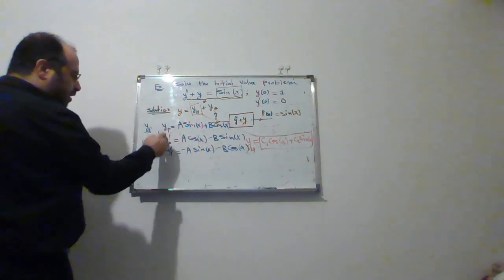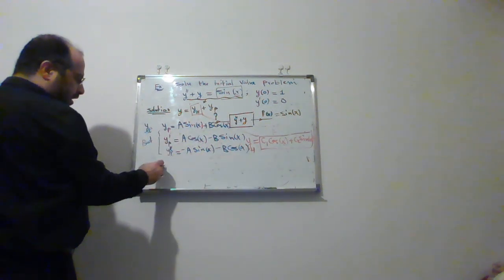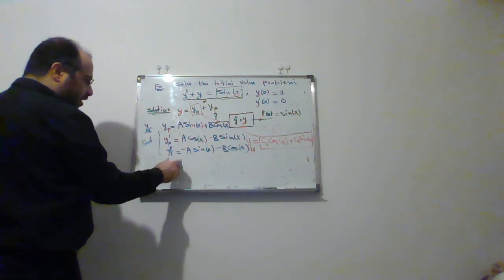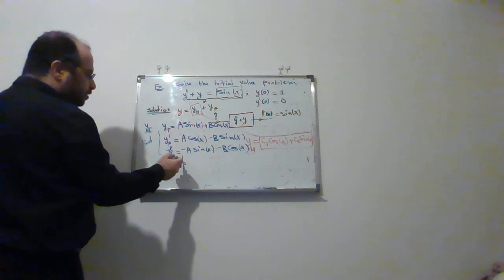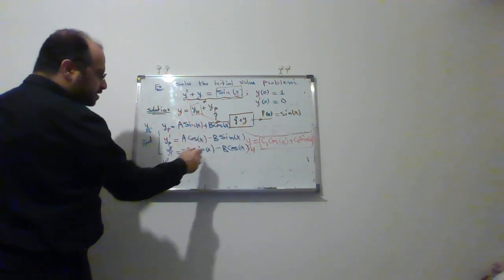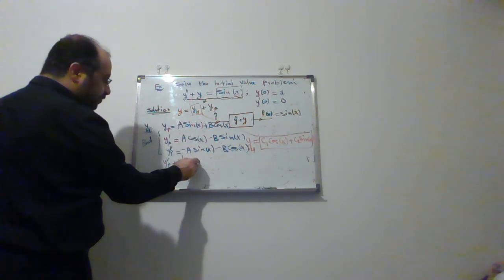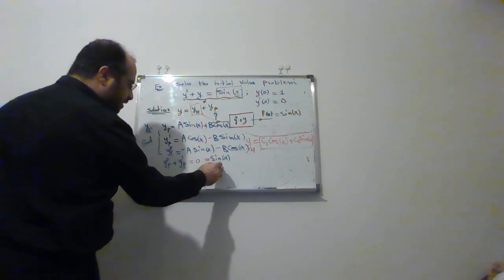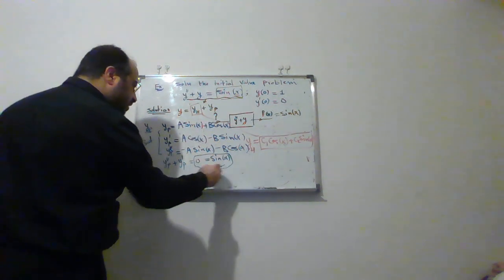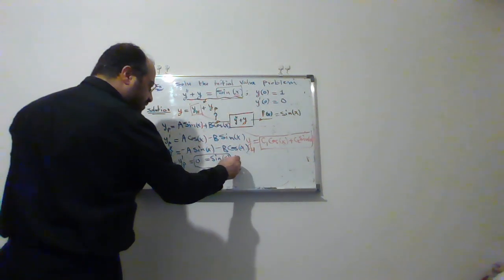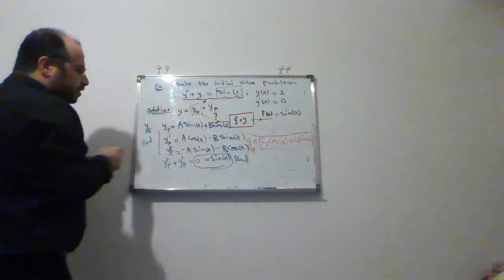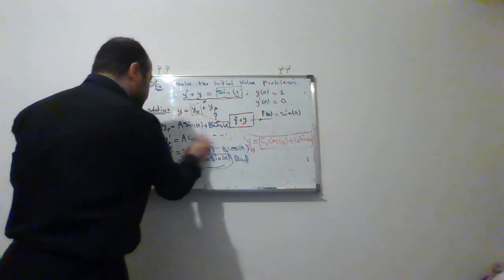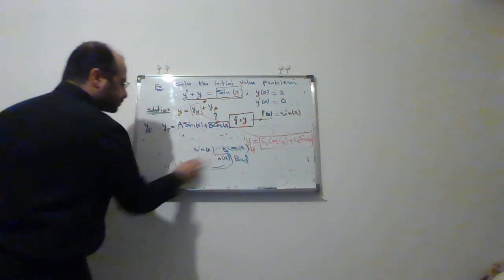Now, if you add y particular double prime plus y particular, what will you get? You will get 0, right? But this is supposed to equal sine x, and this will contradict the math, so this is bad in math. I'm telling you that this choice for y particular is not good. I'm going to tell you now why it is not good.